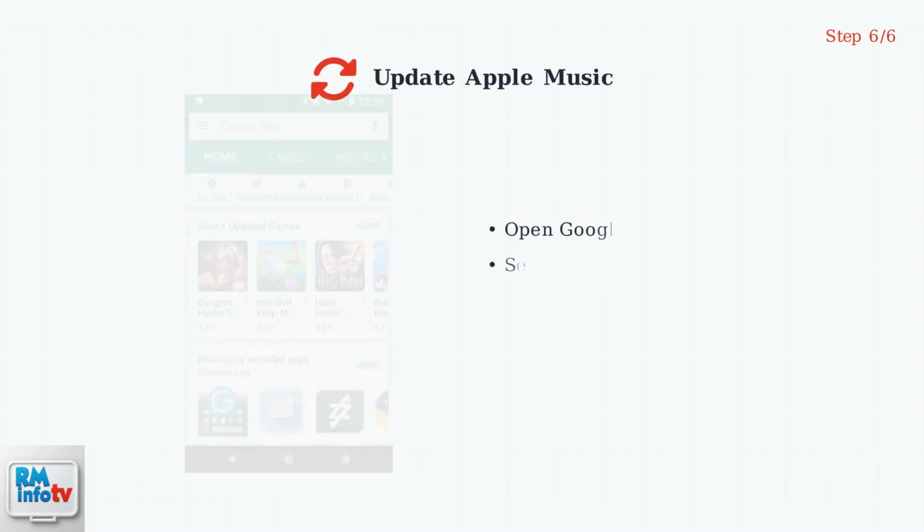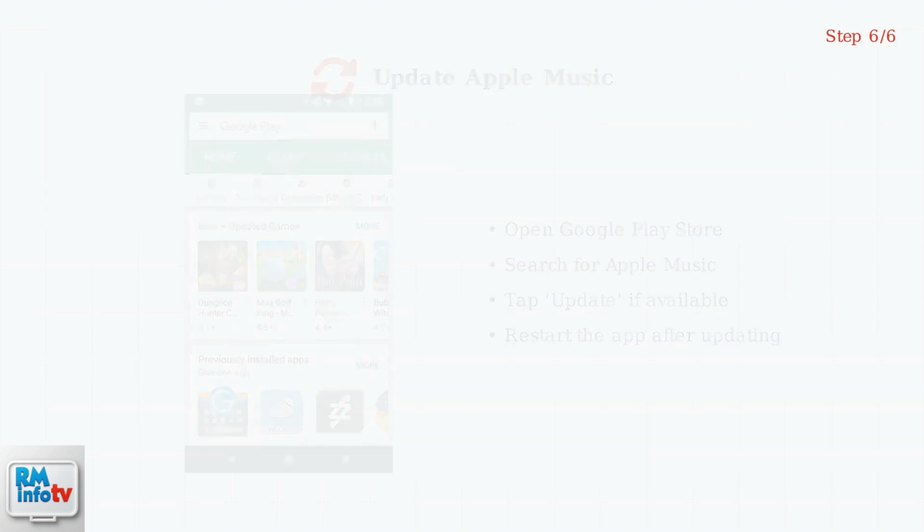Step 6. Ensure you have the latest version of Apple Music. App updates often include bug fixes that can resolve media control issues. Check the Google Play Store for any available updates.